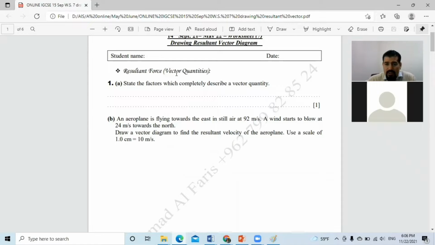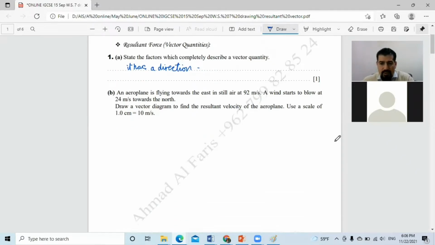So, first question here, let's try to answer together. State the factor which completely describes a vector quantity. They have what? Direction, or it has a direction. Okay, tamam. That's one mark.